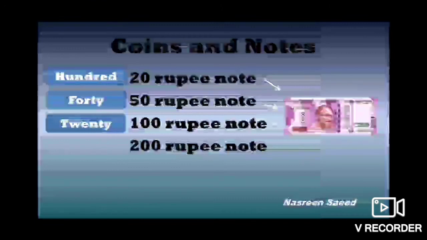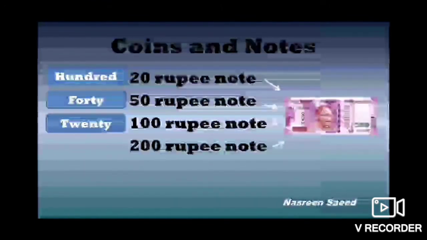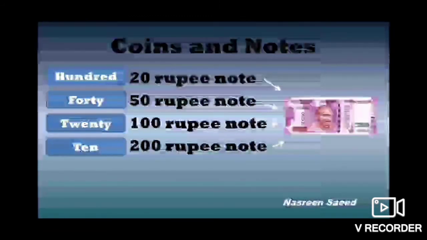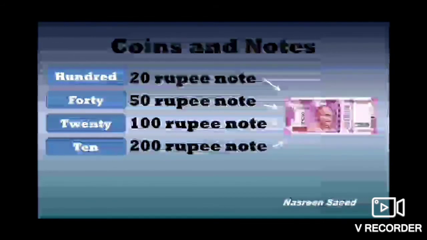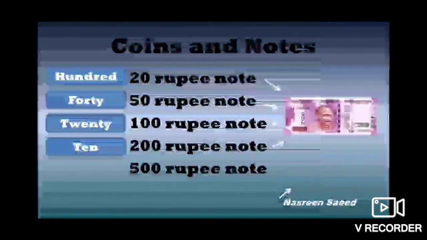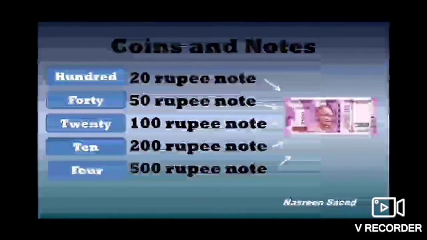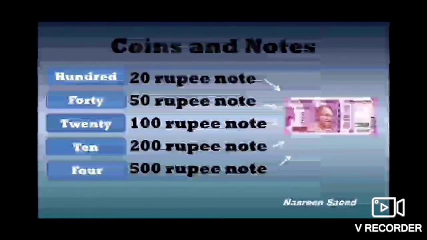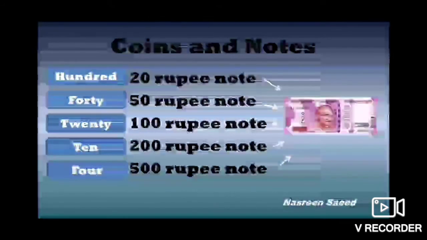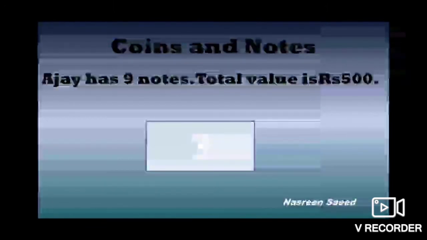Now the 200 note also we know. Now how many 200 notes we should have to make 2000? Yes, we should have 10 200 rupees notes to make 2000. Then the 500 rupee note. Now how many 500 rupee notes I should have to make 2000? Yes, I should have only 4 500 rupee notes to make 2000. So I hope you have understood exchanging big coins and notes for smaller ones. Let us see word problems now.